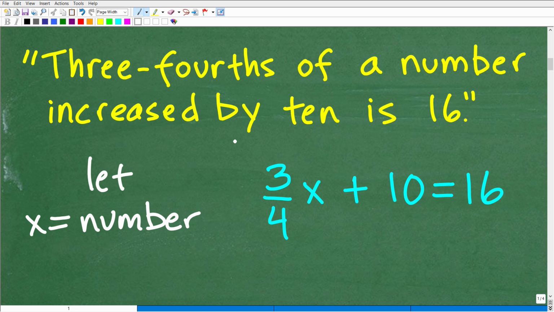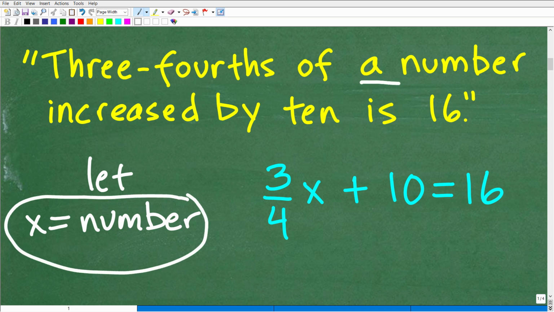Okay. So the first thing you want to do is establish a variable. So let's just let x equal the number in question, right? Because we are talking about a number. So 3/4 of a number. Well, what number? Well, we don't know what number, so we'll let a variable x represent a number. So remember, in algebra, variables represent a number, right? So x, a, z doesn't make a difference.